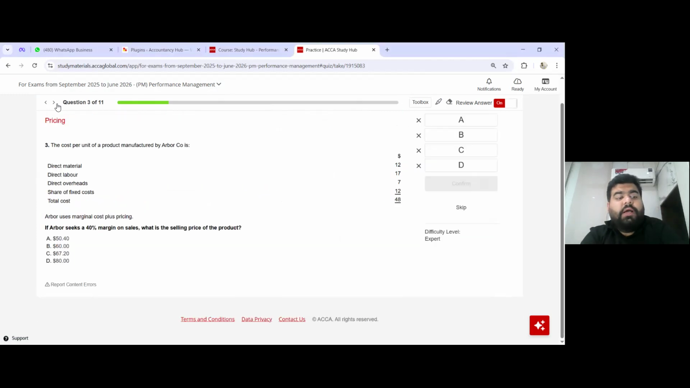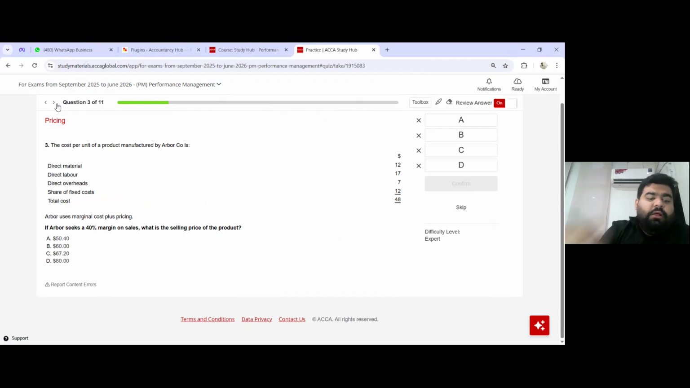After that, a cost per unit of the product manufactured by a company is given. A company uses marginal cost plus pricing. If it seeks 40% margin on sales, what is the selling price of the product? 40% margin on sales. Okay, what is the selling price?